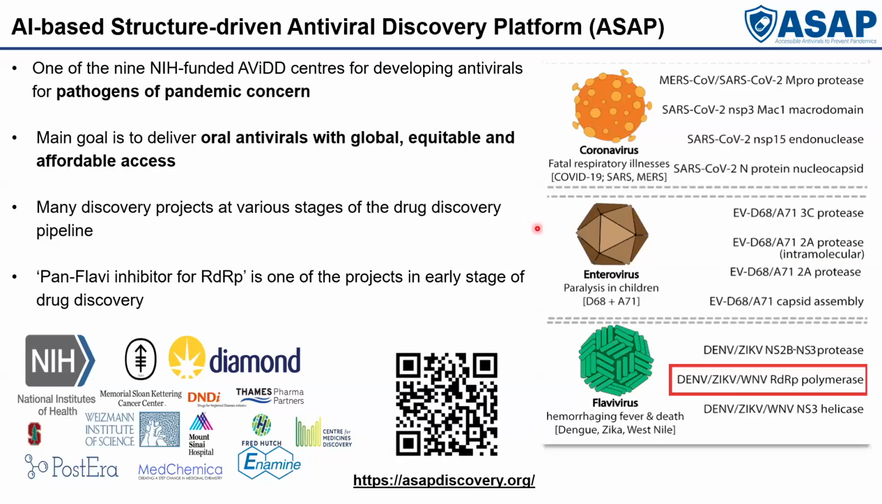There are many discovery projects at various stages of drug discovery pipeline within ASAP. So there are projects on coronavirus, enterovirus, and flavivirus. Pan-Flavi inhibitor of RDRP is one of the projects which is in the early stage of drug discovery within ASAP. All the information for the various projects, outputs, everything going on within the ASAP can be found in this website, asapdiscovery.org.